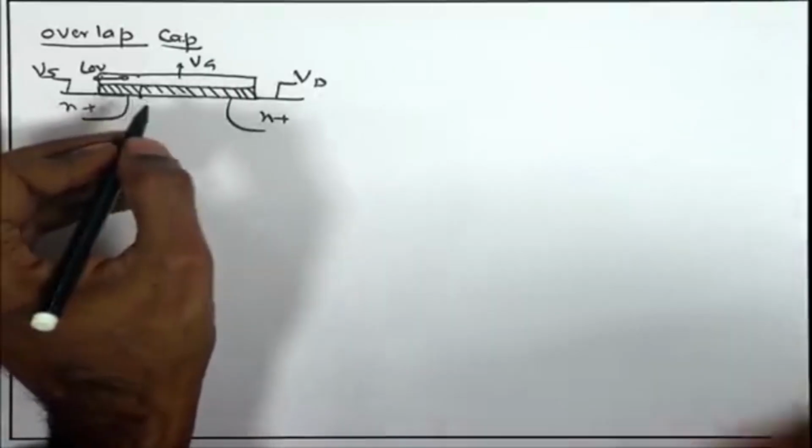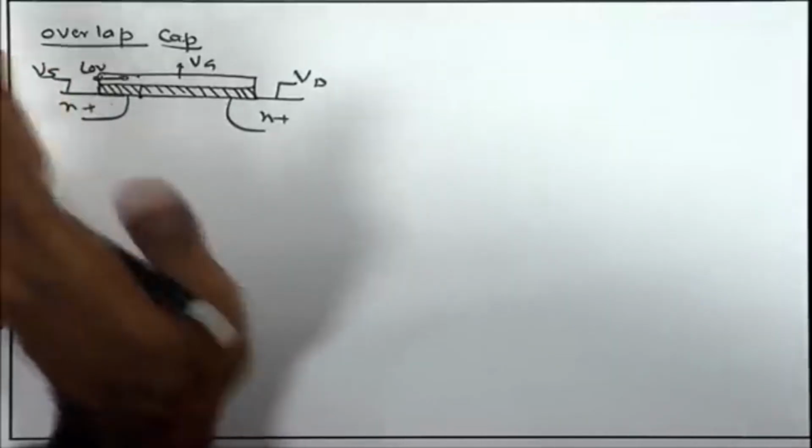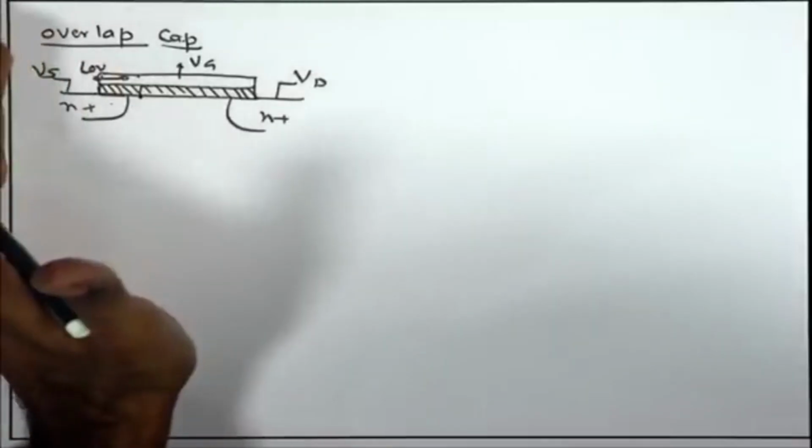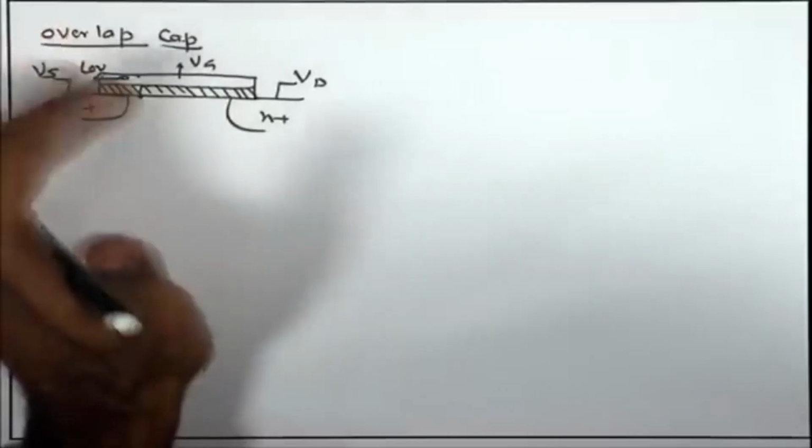So, intentionally also, process technology allows this effective overlap length, and that is the technology parameter. TSMC 180 nanometer will have a characteristic overlap length which is present in their device. So, that depends upon the foundry's process.